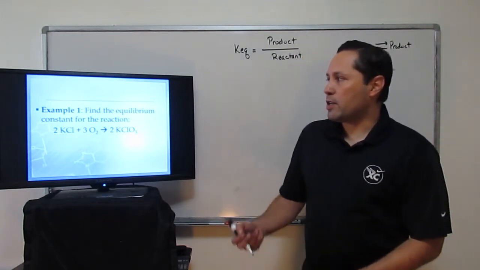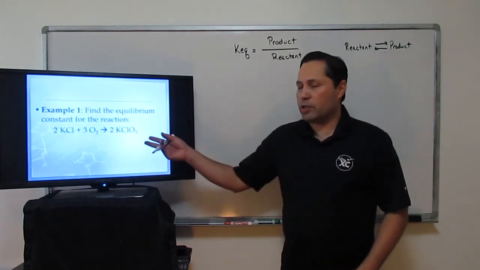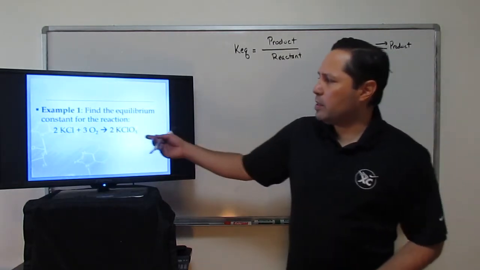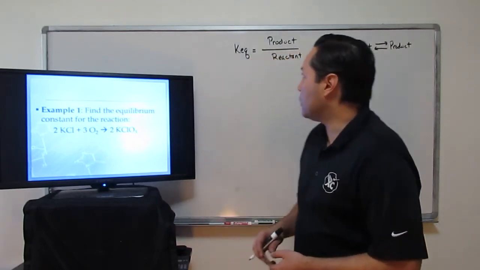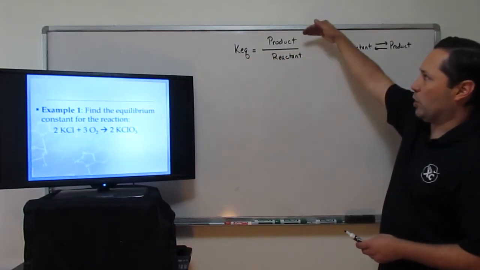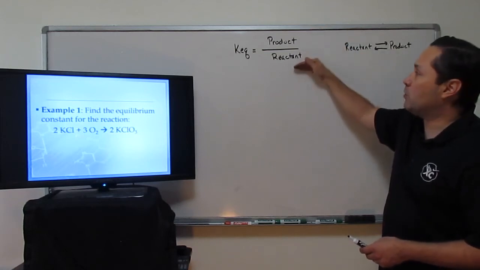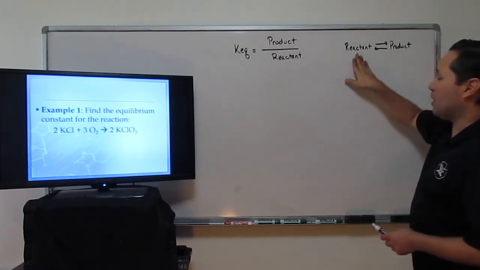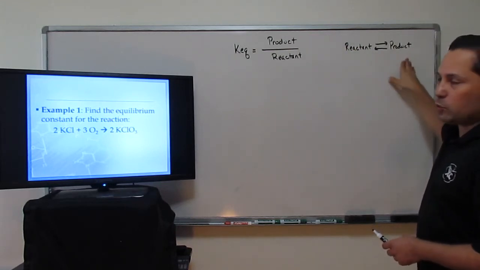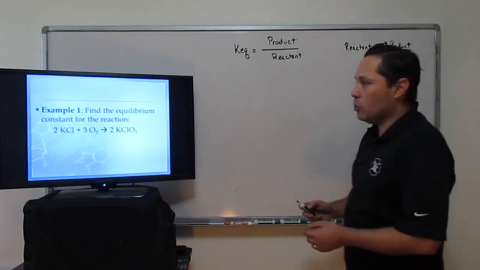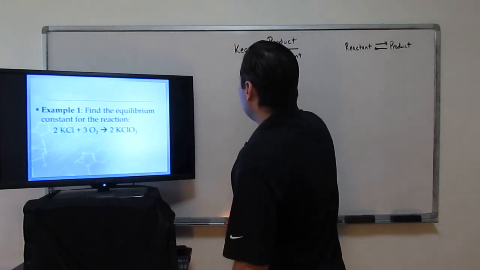In example 1, we're asked to find the equilibrium constant for this reaction. How would you set up this chemical reaction so that we can go ahead and find the KEQ, the equilibrium constant? Well, KEQ is set up as such where the product is on the numerator and the reactant is on the denominator. And remember that the reactant is the left side of the yield, and on the right side of the yield, that is where you find the product. Alright, so let's go ahead and solve this problem.